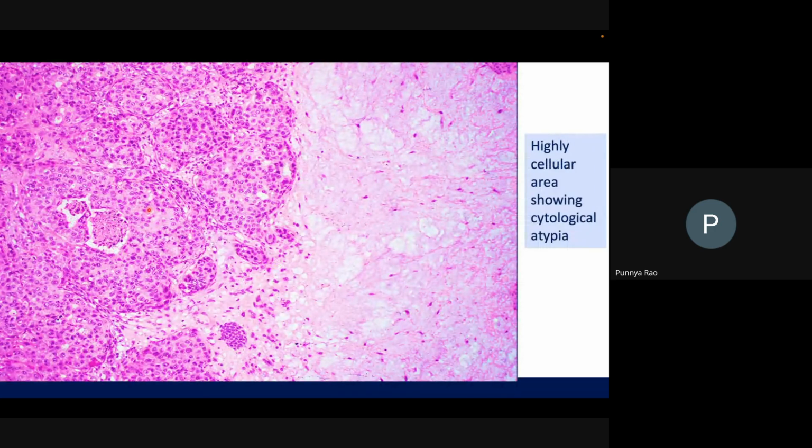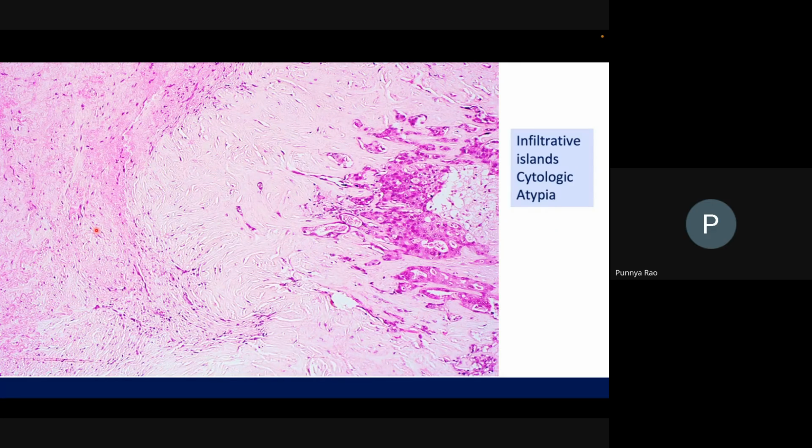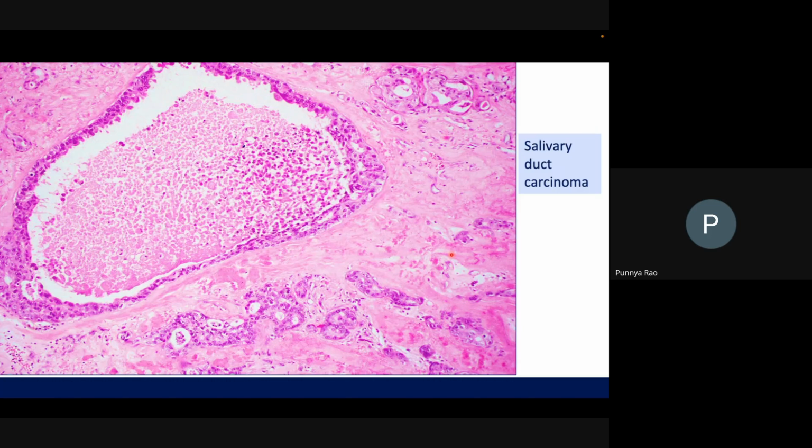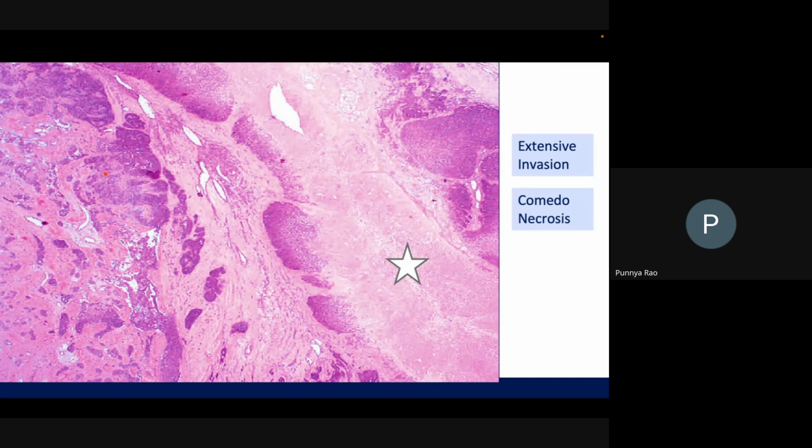Here you can see a highly cellular area along with the typical myxoid stroma, which is showing a lot of cellular atypia, and a focal area of necrosis can be seen here. This is infiltrating islands which are going into the myxoid areas, and you can see the cytologic atypia which is clearly seen. This is the salivary duct carcinoma, which has developed in a pre-existing pleomorphic adenoma. This is another one where you can see necrosis, and there is comedonecrosis, which is very typical in a salivary gland tumor.